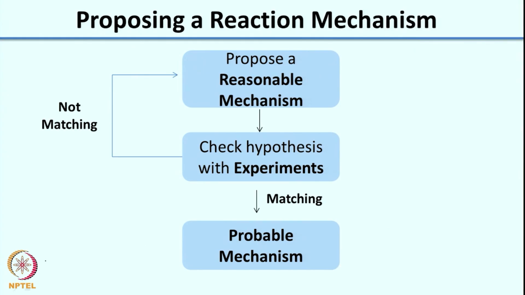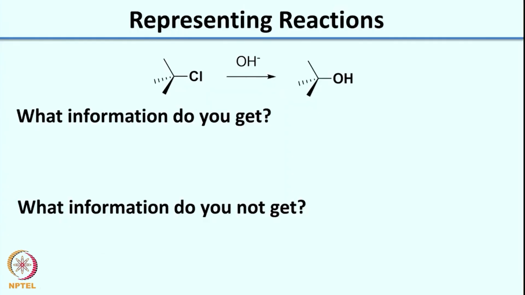So, in the last week we had looked at how to write reaction mechanisms, the arrow pushing. Now, what are the ways of representing reactions? The simple way shown here is a reaction where you have a substitution taking place. You have a chloride being replaced by an OH, and your nucleophile here is OH minus. Based on what you learnt in the previous week, you should be able to draw an arrow pushing mechanism for this.